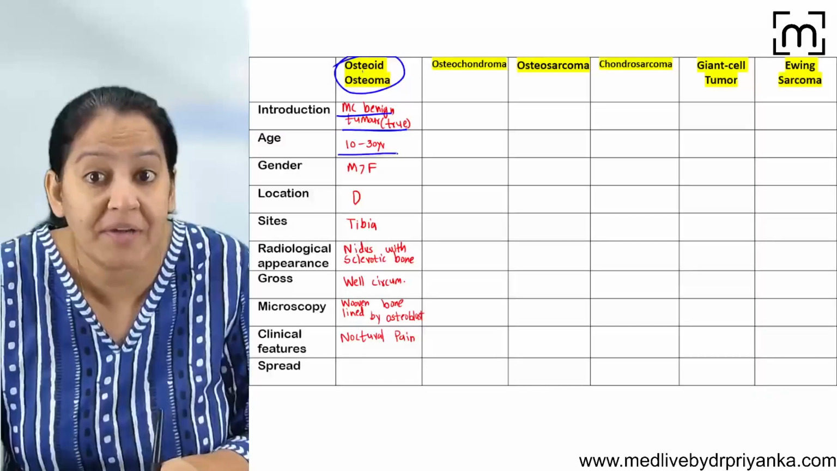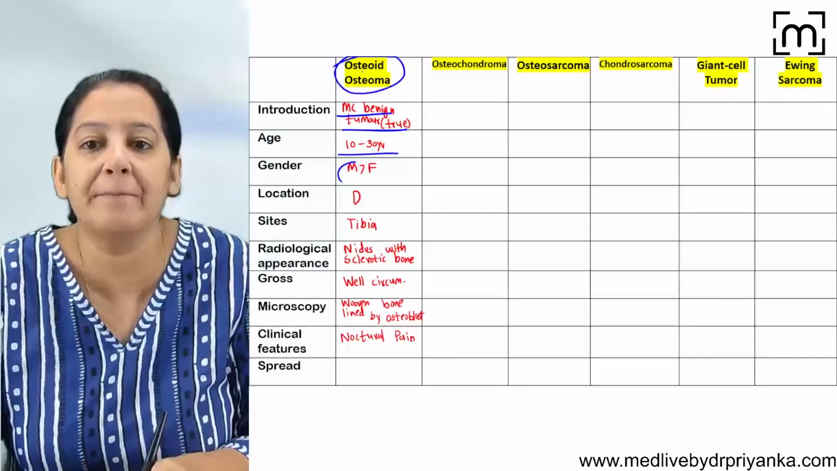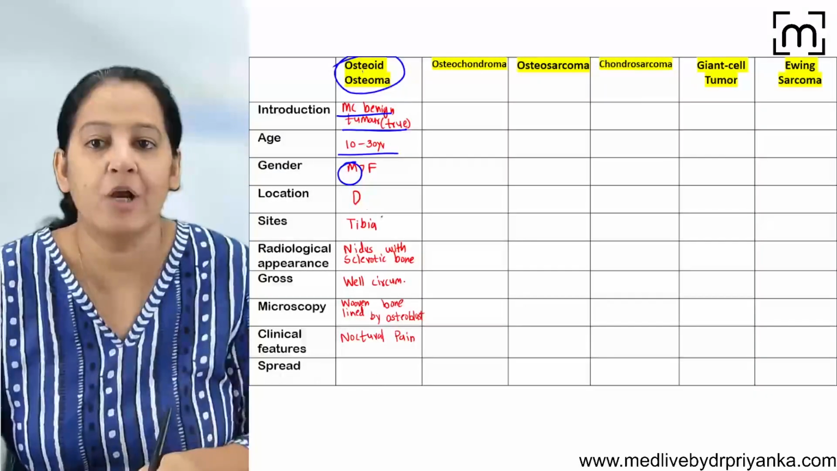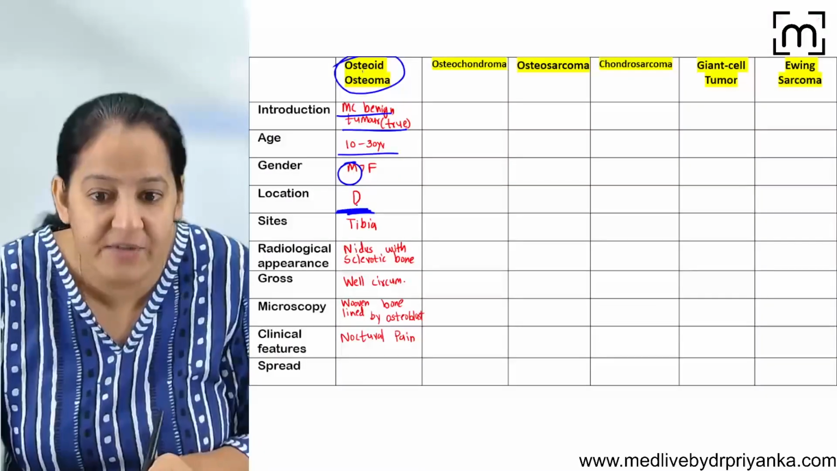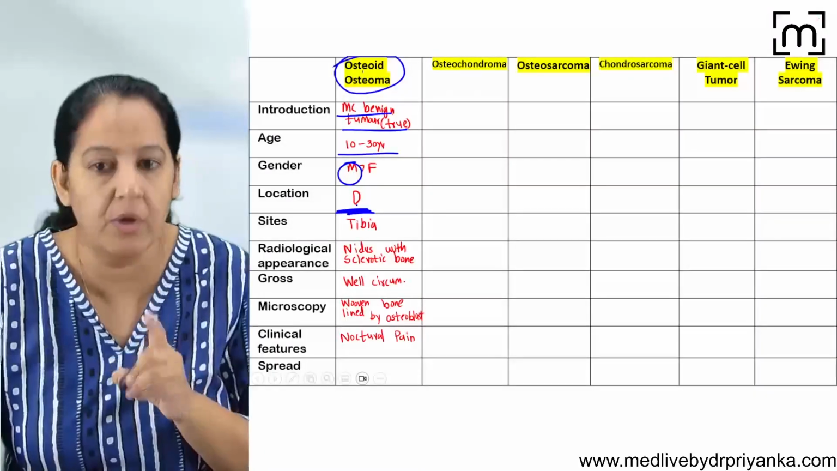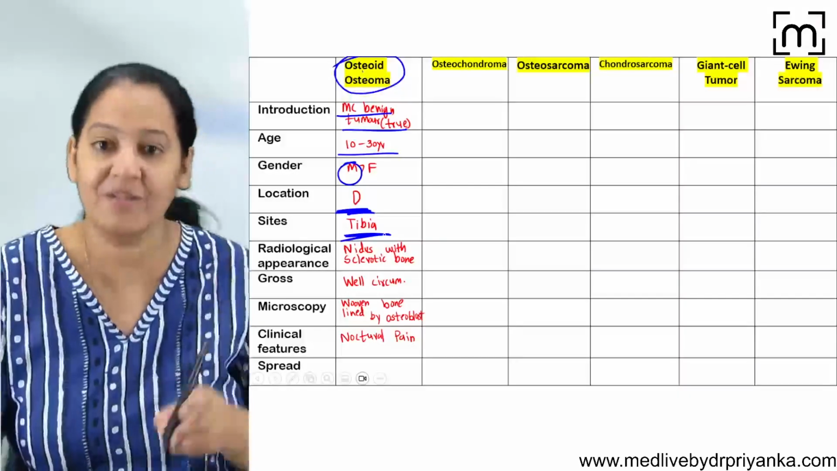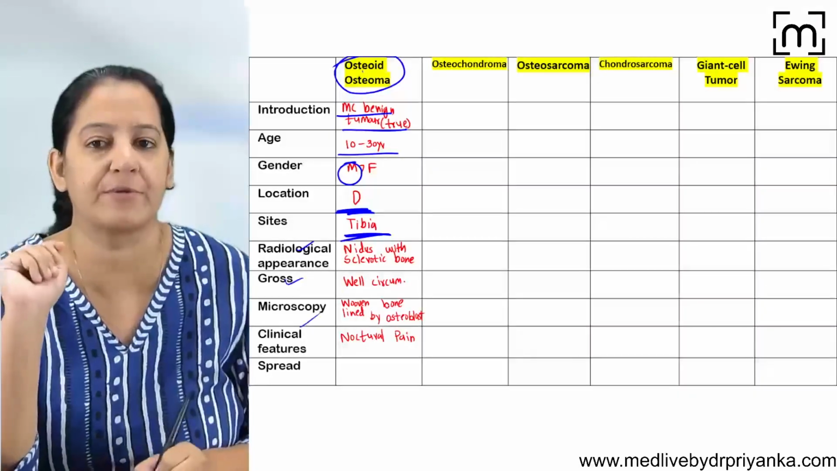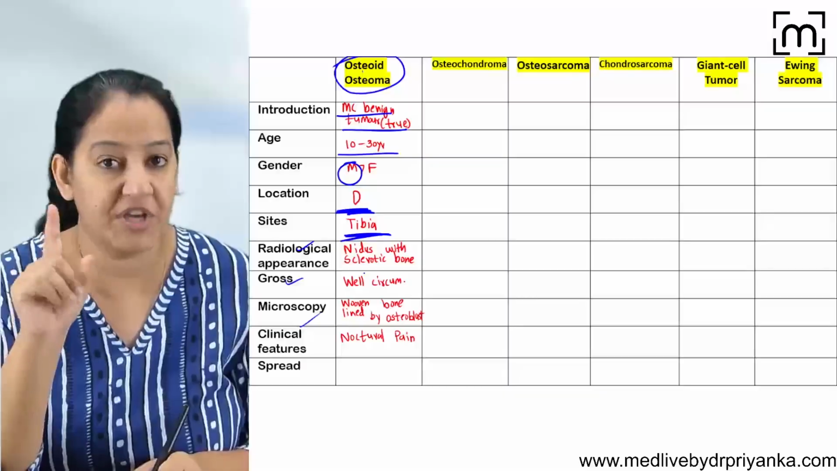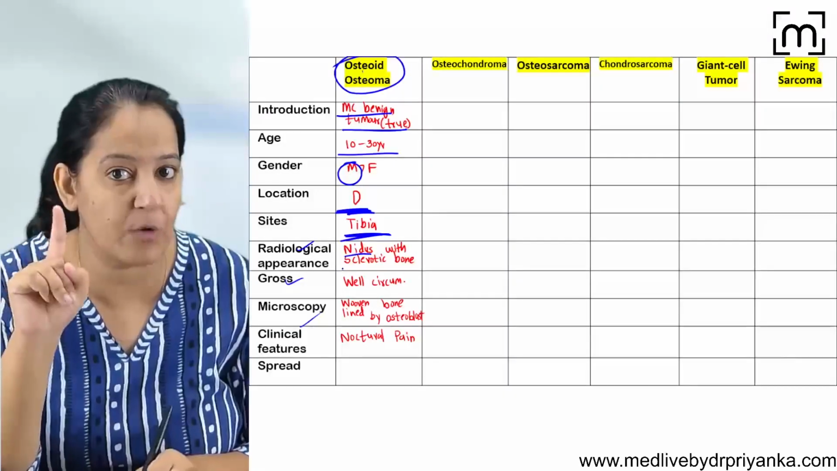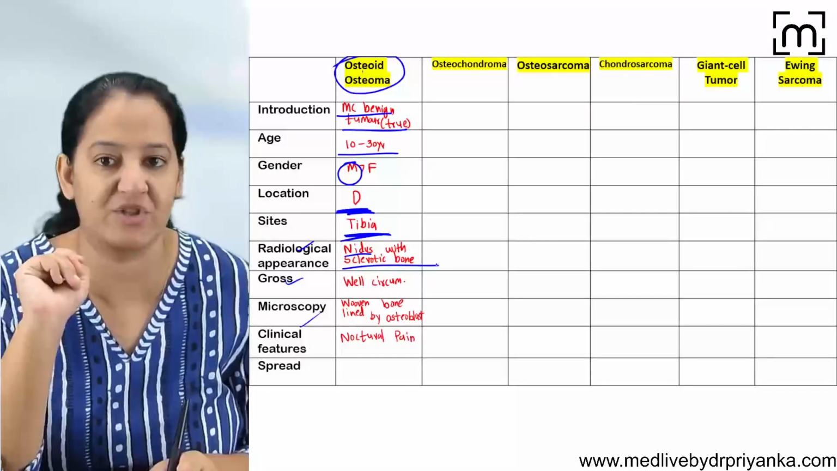Age 10 to 30 years. It is more common in males as compared to females. Location, it occurs at diaphysis of the bone. I have shown you the diagram also. Among the sites, most commonly it occurs in tibia. Now remember the 3 images: radiology, gross and microscopy. Please remember, in radiology, I have shown you a nidus, which is surrounded by the sclerotic bone. I have shown this image to you right now.